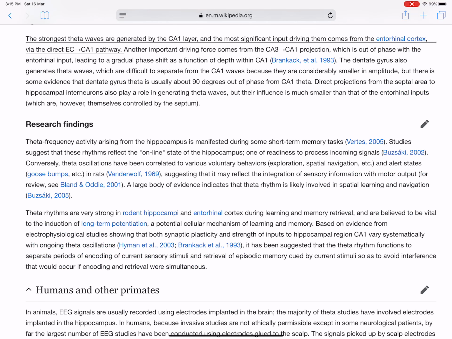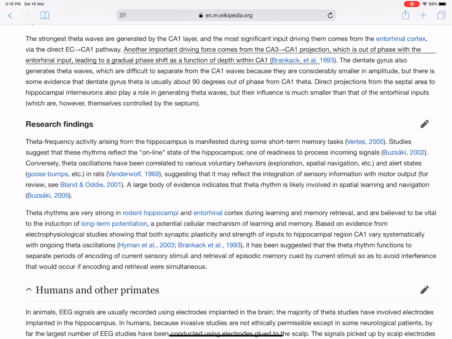The strongest theta waves are generated by the CA1 layer, and the most significant input driving them comes from the entorhinal cortex, via the direct EC → CA1 pathway. Another important driving force comes from the CA3 → CA1 projection, which is out of phase with the entorhinal input, leading to a gradual phase shift as a function of depth within CA1.